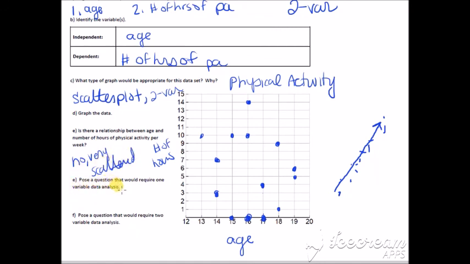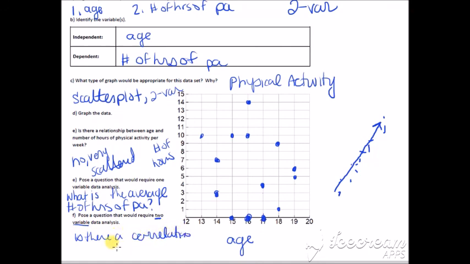Okay, and then we can pose a question that would require one variable data analysis. So a question that we can ask is, what's the total amount? Or we can say, what is the average? Remember, mean, median, mode are all one variable. Number of hours of physical activity. And then we can also ask a two variable data analysis question, right? So is there a correlation between age and PA? So those are just some things to think about, and if you think about it, this is how we would actually analyze this data.